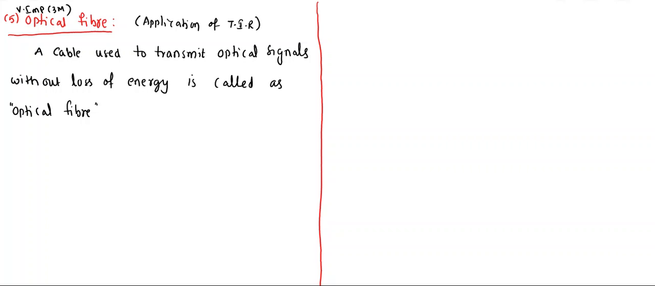Now, what is optical fiber? Optical fiber is a cable which is used to transmit optical signals without loss of energy. Without loss of any energy, this cable can transmit the optical signals. Let us see here. I will draw the diagram of the optical fiber.